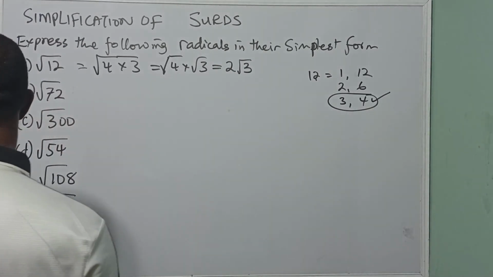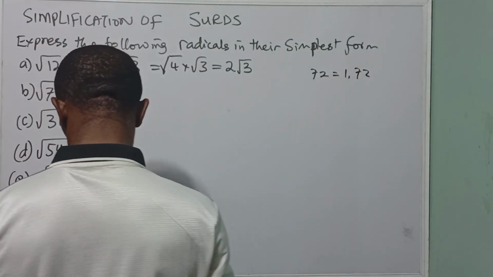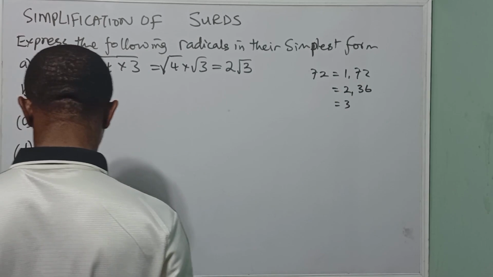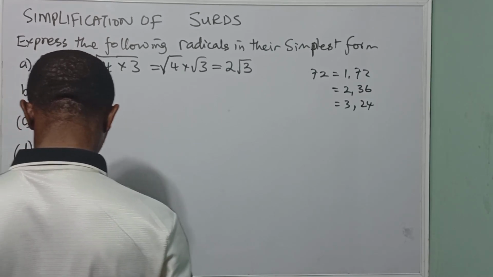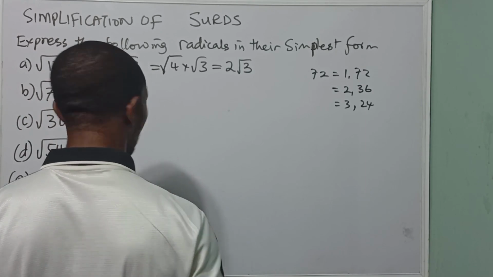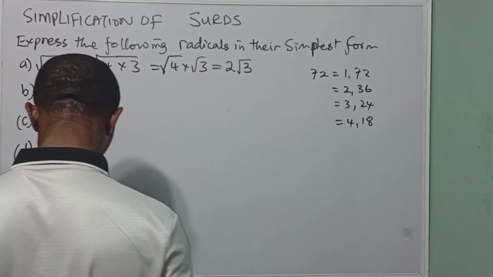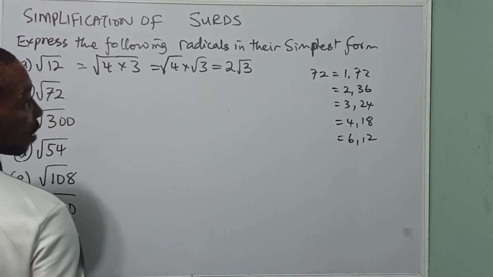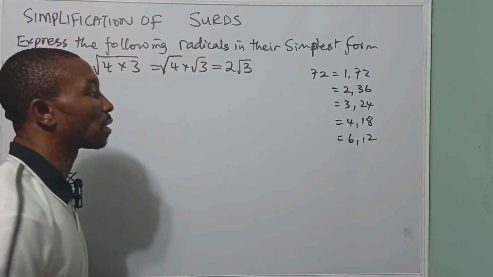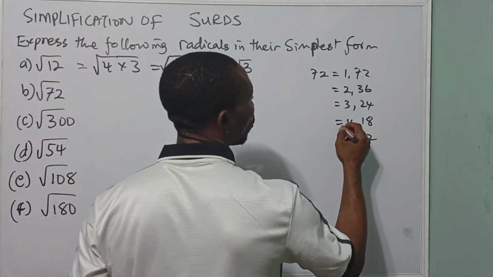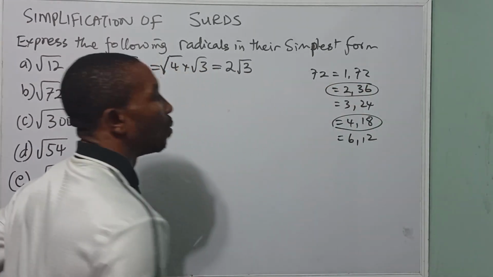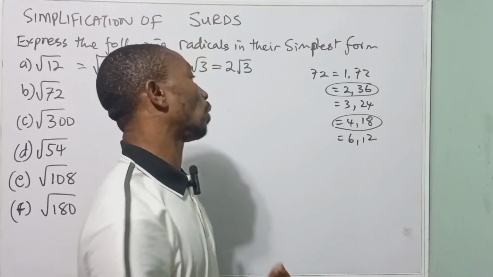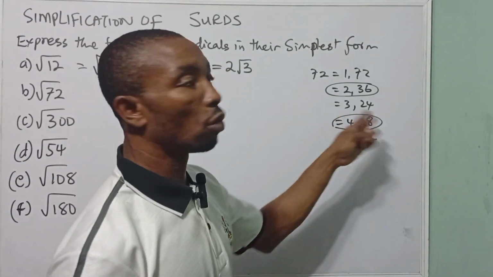Now, looking at 72 also, we have 1 and 72, 2 and 36, 3 and 24, 4 and 18, 6 and 12. Among these we have some that contain perfect squares. We can use any of them, and funny enough, we will still arrive at the same answer. But for some, we still have to break it down to another perfect square to get our answer. We'll look at both examples.